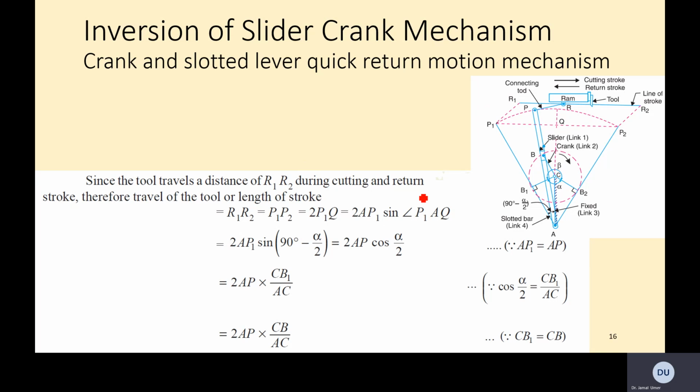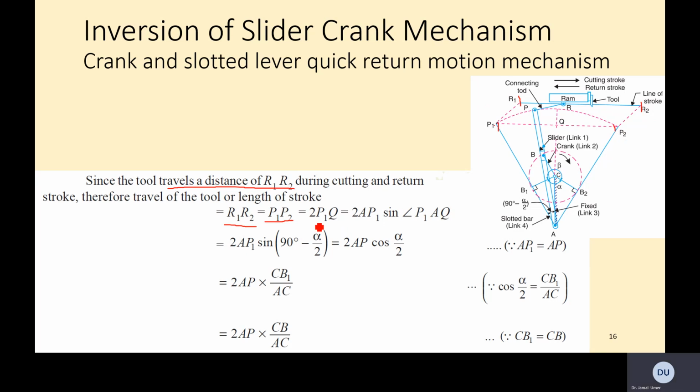So then a little bit further formulas basically. Since the tool travels a distance R1R2 during cutting and return stroke, therefore the travel of the tool, or length of the stroke. So now we just try to find out the length of the stroke from here to here. So R1R2, which is also equal to P1P2, because it has to cover the distance from P1 to P2. So R1R2 is equal to P1P2.